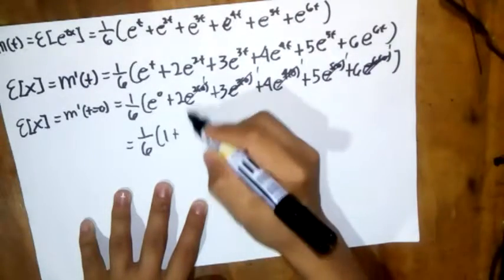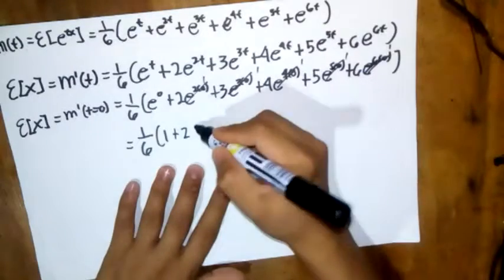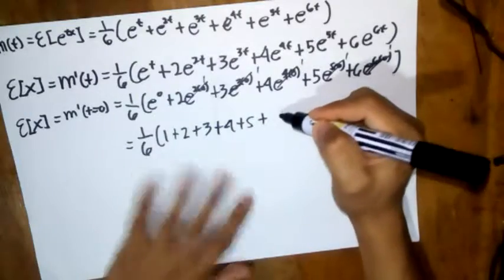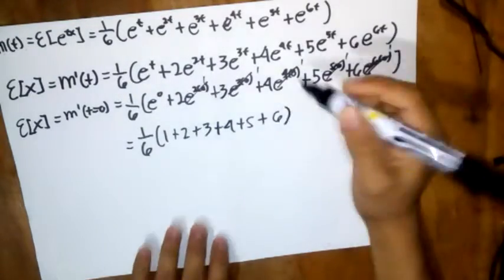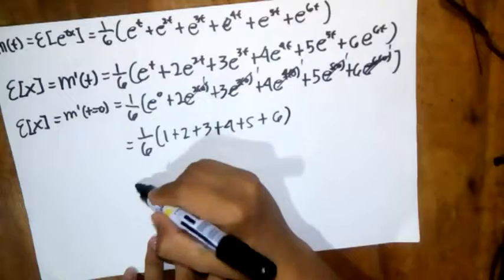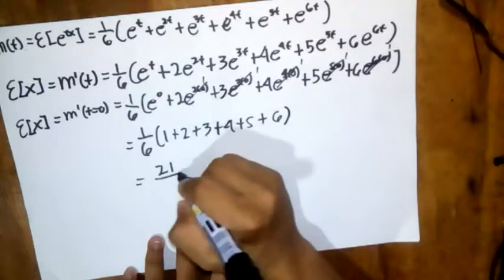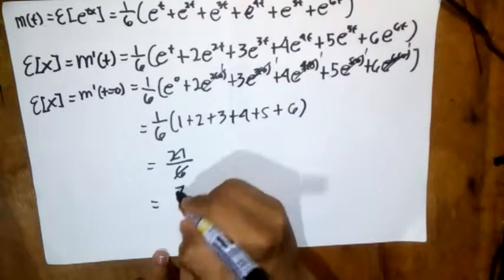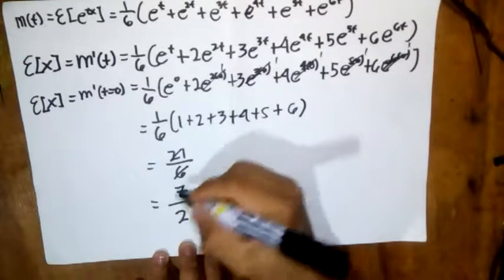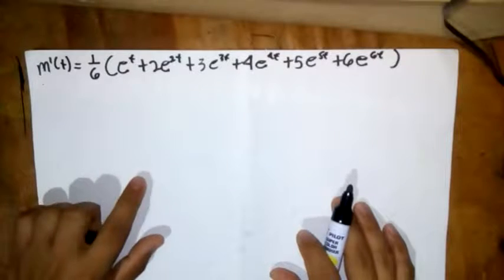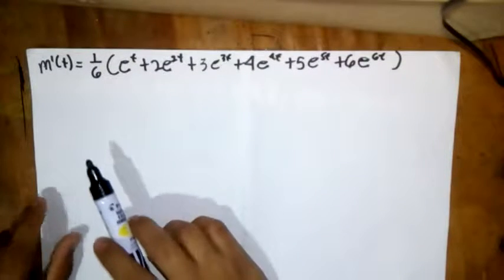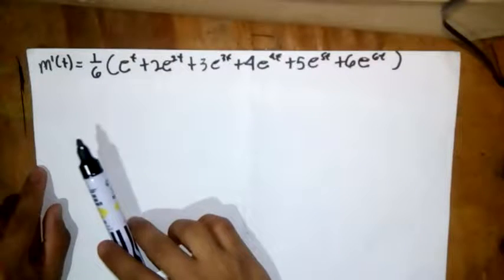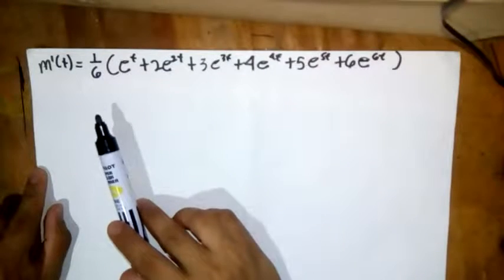So you just copy the constants, 1 plus 2 plus 3 plus 4 plus 5 plus 6, and sum all of that. This is 21 over 6, or simplified, 7 over 2, and this is our mean, since we already got the first derivative of our moment generating function. So now we will use this one to get the variance.